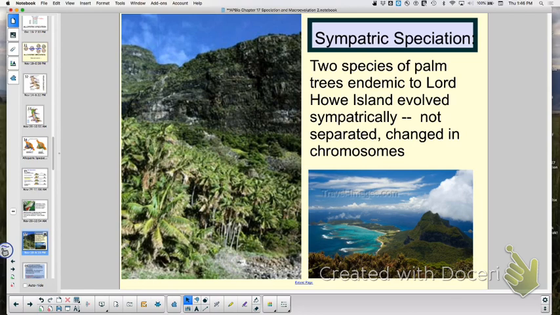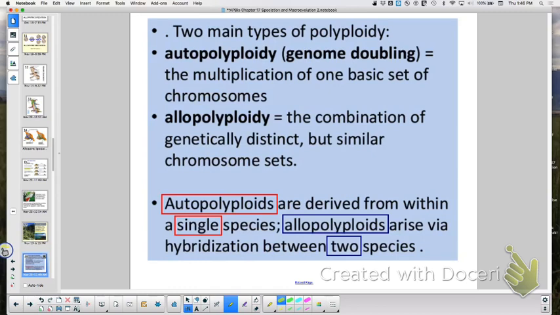But a third way would be this. On Lord Howe Island, there in Australia, there's a grove of trees, and right in the middle of the grove of trees is a totally different group of trees, like sprung up right in the middle. So when it's that kind of situation, it's probably going to be due to what? Chromosomes. Something to do with chromosomes. Now, sympatric speciation and chromosomes, there are two categories. Let me show you the word picture first, which is no picture. Just words. And then I'll show you pictures. There is autopolyploidy and allopolyploidy.